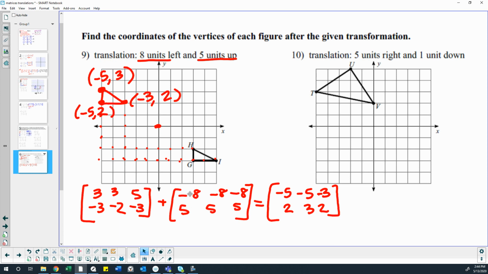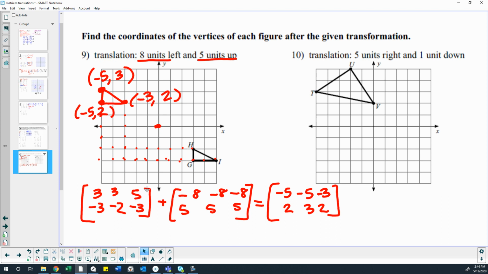Well then, since we're moving them 8 to the left, that would affect the top row because that's where our x values are. If it was 8 to the right, we would do a positive 8, 8, 8. But since it's 8 to the left, we do negative 8, negative 8, negative 8. Then the bottom row affects up and down. Since it's moving 5 up, we've got a 5 being added to the bottom row to move it 5 up. If we wanted to move it down, those would be negative numbers, but they would all be the same negative number to move the entire figure down that amount.